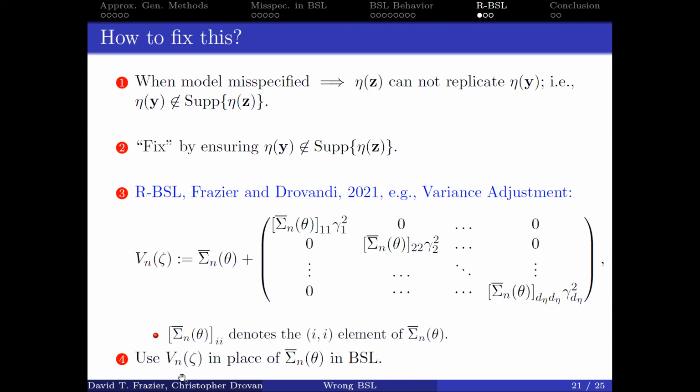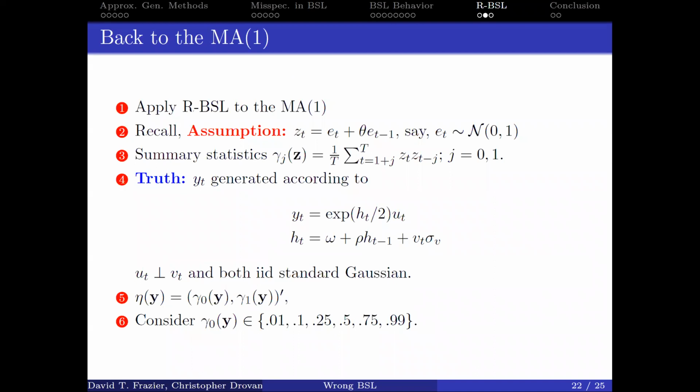Then all you have to do is effectively use this matrix here, this Vn psi, where psi is the conjunction of the theta and these adjustment parameters, in place of this matrix in BSL, and just do joint inference on theta and the adjustment parameters.